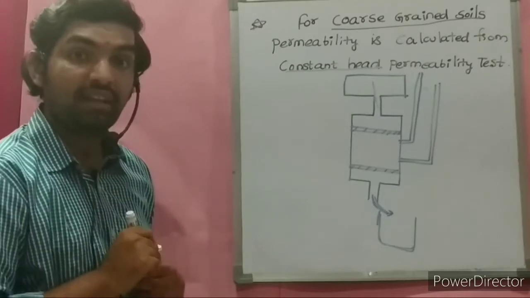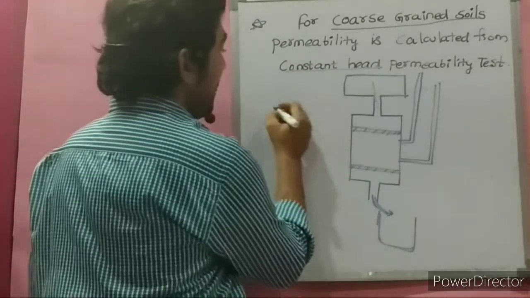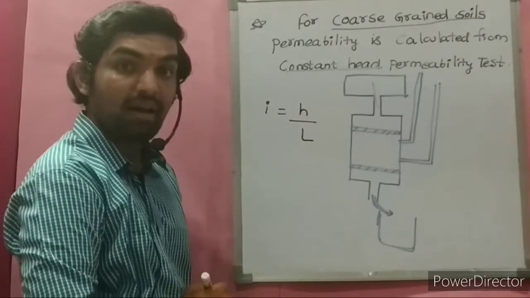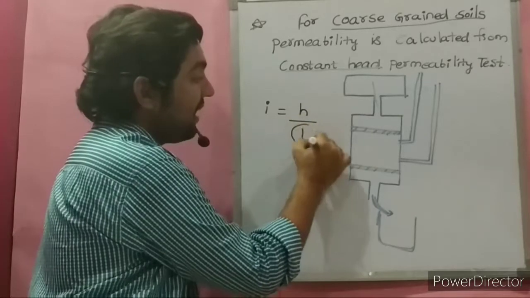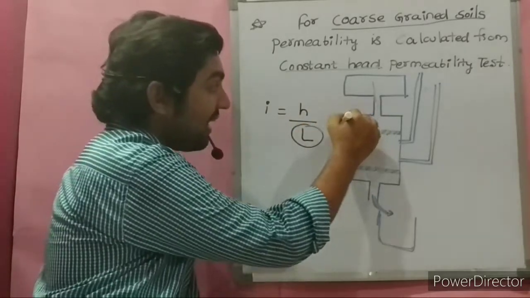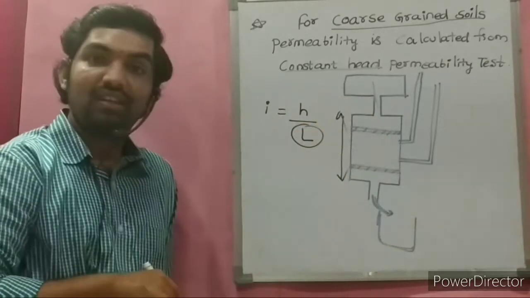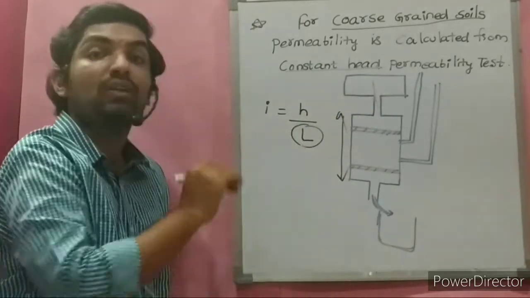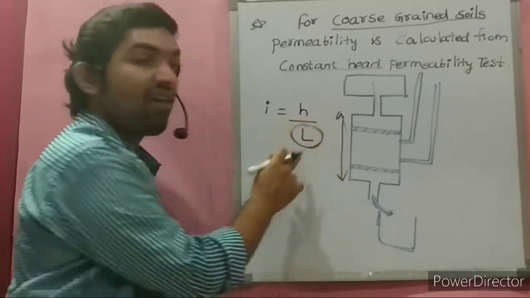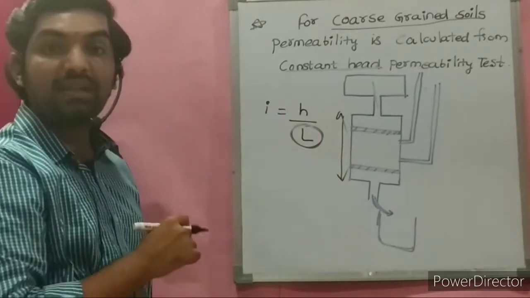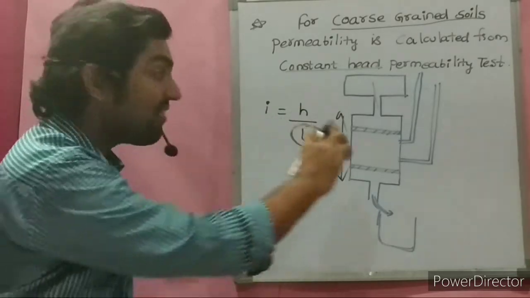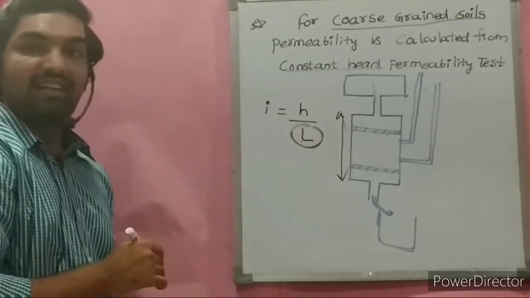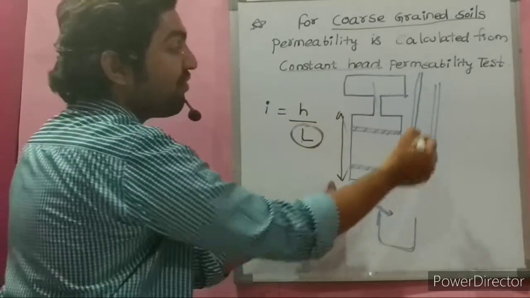Here, you must observe one thing. Hydraulic gradient is equal to head loss upon change in length. But here this length does not mean the length of the entire soil sample. It means the length of the flow path only, that is, how much distance the water has travelled during its journey. That is the L. It is not the total length. It is the length of flow.